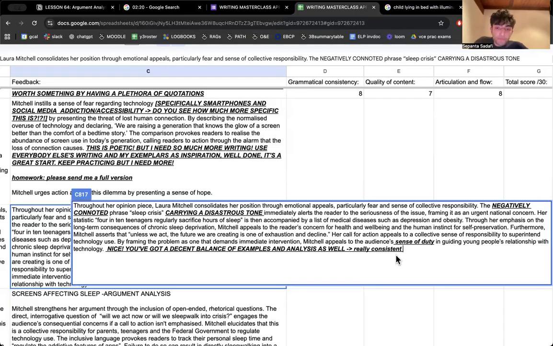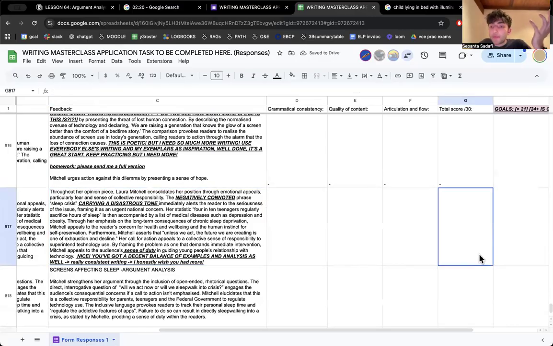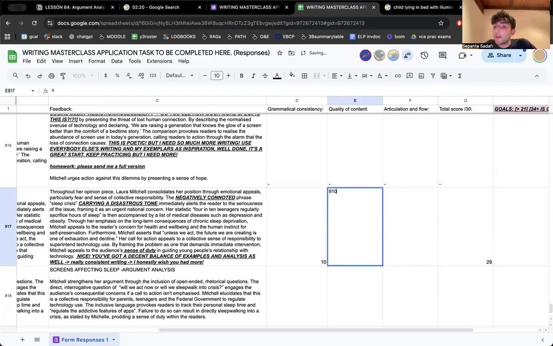Very high level, right? Really consistent writing. I just wish you had more writing. But this is definitely a green. It's pretty much flawless. My only issue is the volume. So for me, it's a 10, 9, 10.